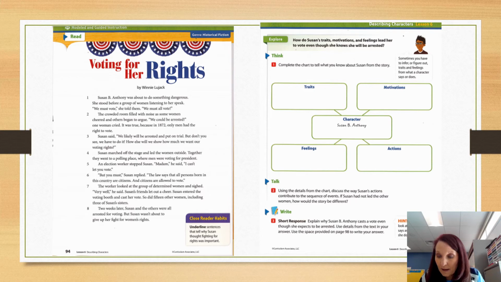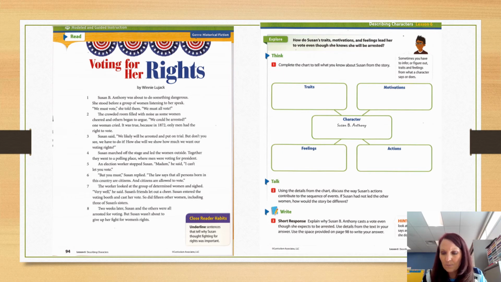Susan B. Anthony was about to do something dangerous. She stood before a group of women listening to her speak. "We must vote," she told them. "We must all vote." The crowded room filled with noise as some women cheered and others began to argue. "We could be arrested," one woman cried. It was true, because in 1872 only men had the right to vote.